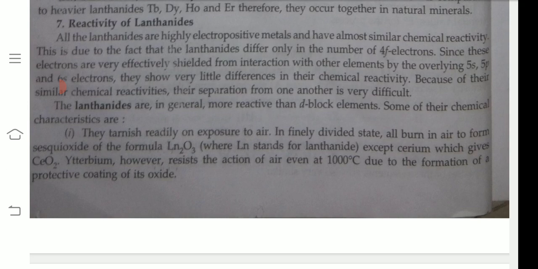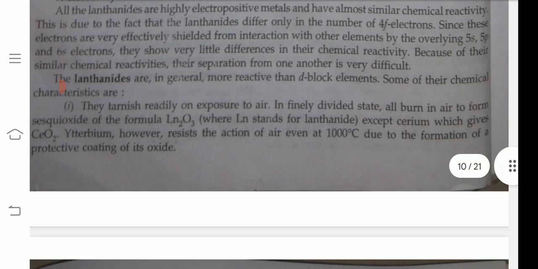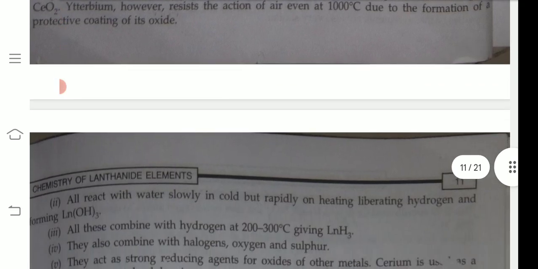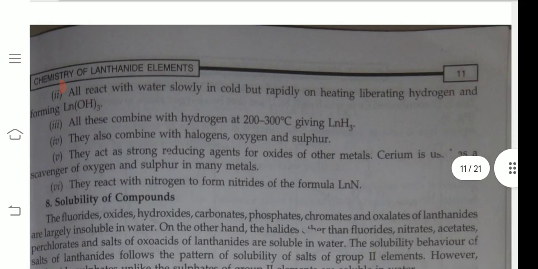The lanthanides are in general more reactive than d block elements. Some of their chemical characteristics: they tarnish readily on exposure to air. In a finely divided state, all burn in air to form oxides of the formula Ln2O3, except cerium which gives CeO2. Ytterbium, however, resists the action of air even at 1000 degrees Celsius due to the formation of a protective coating of its oxide. All react with water slowly in the cold but rapidly on heating, liberating hydrogen and forming Ln(OH)3.